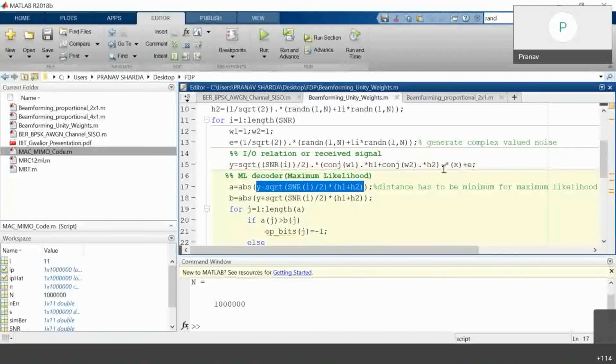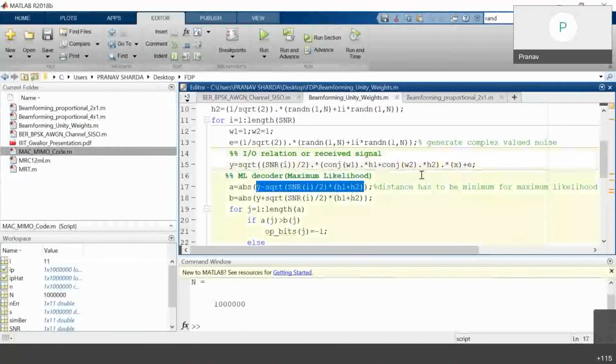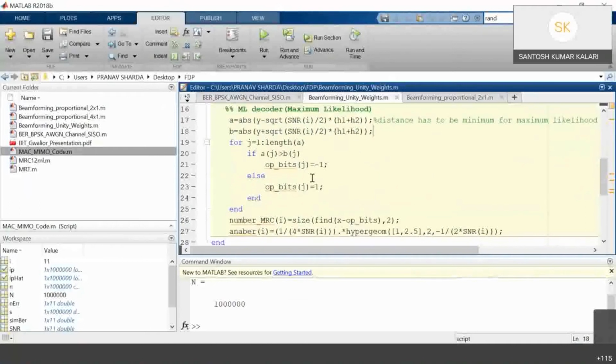Because at the decoder, when you decode x, it will take a value of 1 or minus 1. So if x equal to 1, you will get y minus square root of this thing, which we have written here. The other possible value of x is minus 1. If x equal to minus 1, then you will get y plus square root of this part. And then we have this for loop for the decoding of the individual symbols 1 and minus 1.